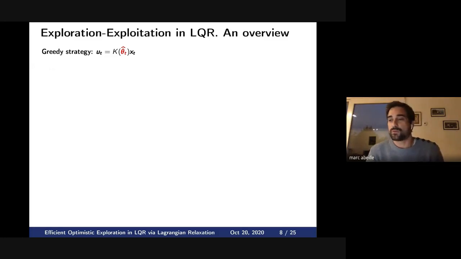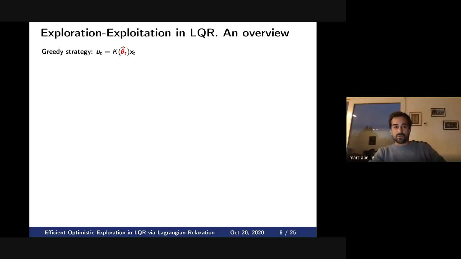And of course, we can't really expect greedy to be a good strategy. We will see that it's not the case. But I'm presenting this first because it has triggered a recent trend of research, as it provides a lot of insight on the exploration-exploitation dilemma at stake. So by designing this strategy, its performance is tied to the consistency of the induced least squares estimate, because we're greedy with respect to it.